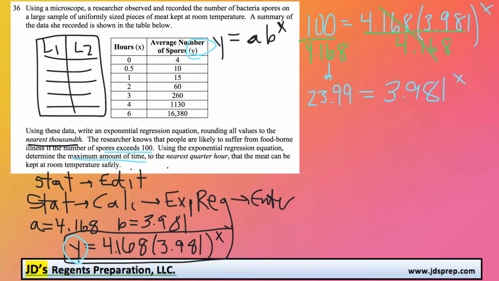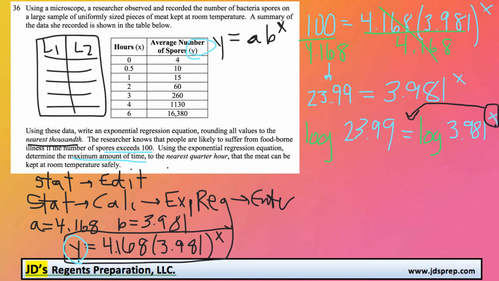Now at this point, we're going to use a cool little trick here. What we're going to do is take the log of both sides of the equation. So log of 23.99 is going to equal log of 3.981 to the power of x. Now, why did we do that? Well, there is a logarithmic law where we can take the exponent, this x here, and bring it to the front. And it's still the same value.